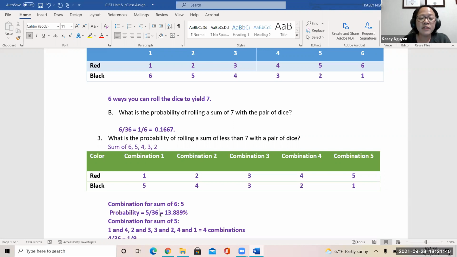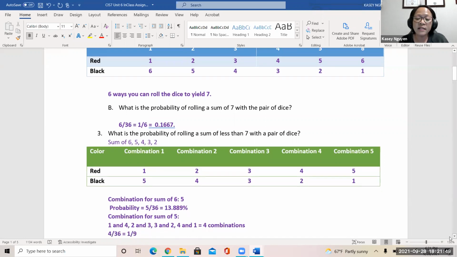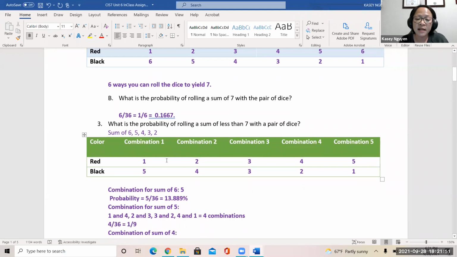Then we would start looking at the combinations for a sum of 5. And you can type it out. You don't have to put it in the table, but if you like to use the table, you can copy and paste it and then fill out the combos. So to get a sum of 5, I would have a 1 and a 4, a 2 and a 3, a 3 and a 2, a 4 and a 1, which give me 4 combinations.